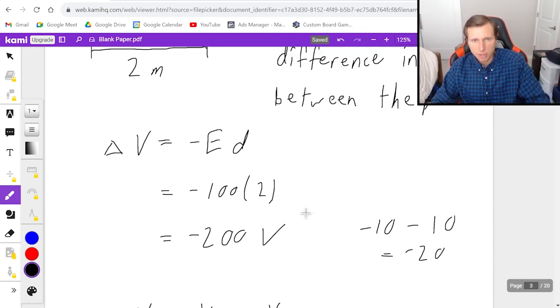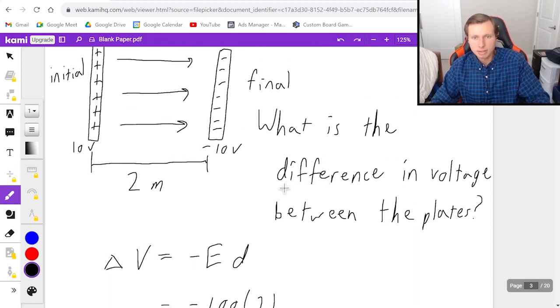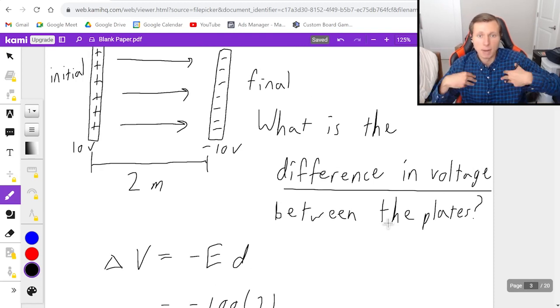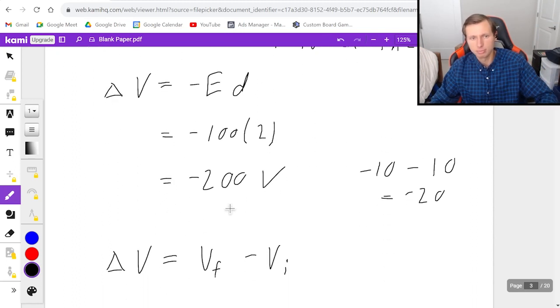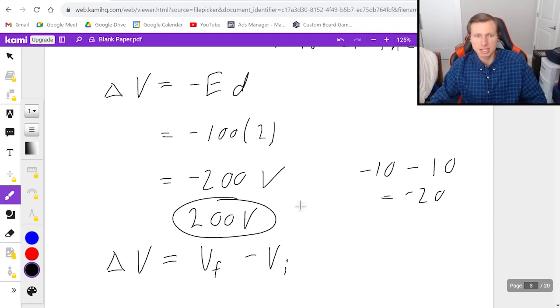However, for this problem, since I just wanted the difference in voltage, it wouldn't make sense if it's negative. It would be like if you said the difference between my height and your height is negative 5 inches. We just consider difference to be a positive number in terms of the English language. So for that reason, positive 200 volts is the answer, even though we got a negative.